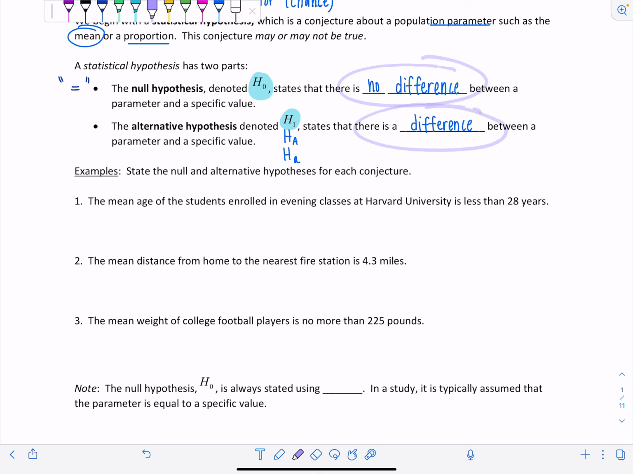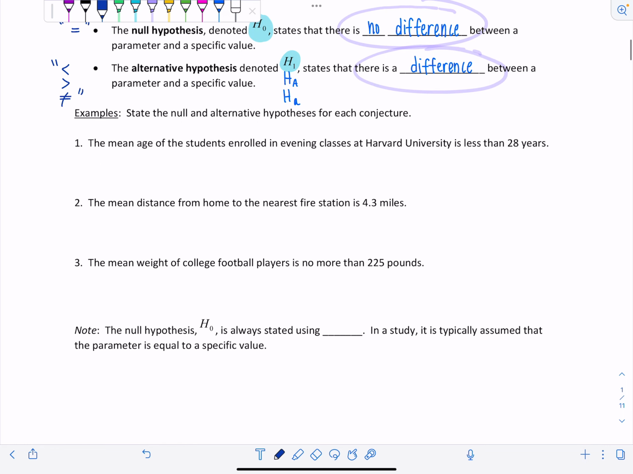So when we write out the alternative hypothesis, it's either going to have a less than, a greater than, or a not equal to, and that's it. So those are your three choices. Okay, so here we go. So look at the statement here. The mean age of the students enrolled in evening classes is less than 28 years. So the mean, that's talking about mu, of students is less than 28 years. So that says mu is less than 28.